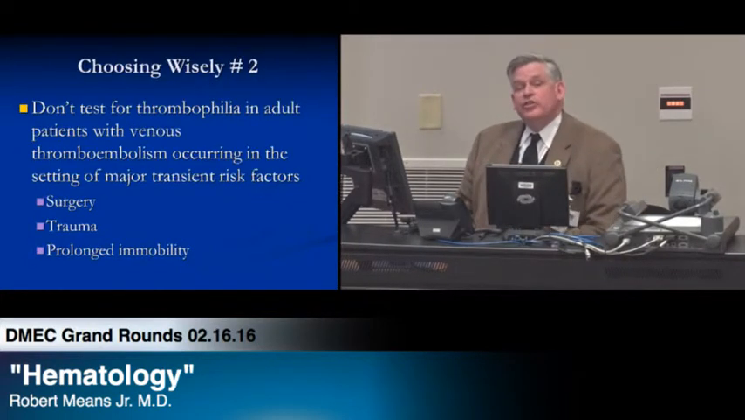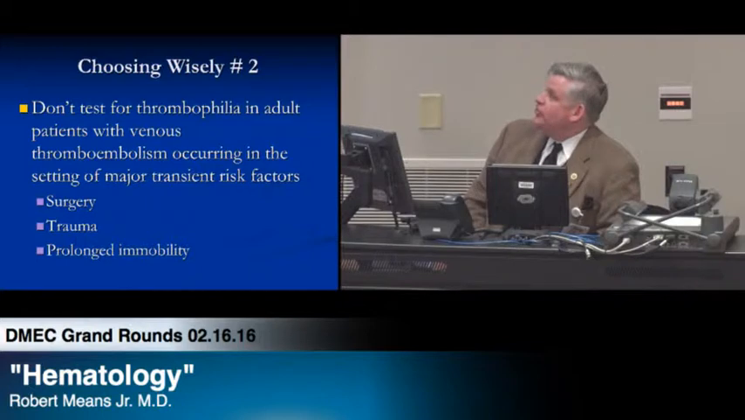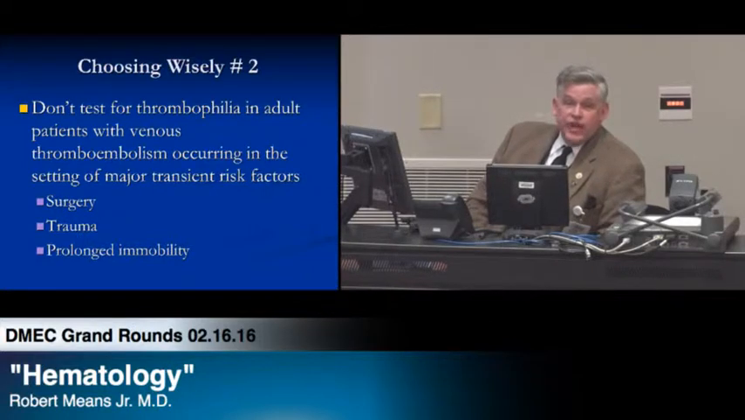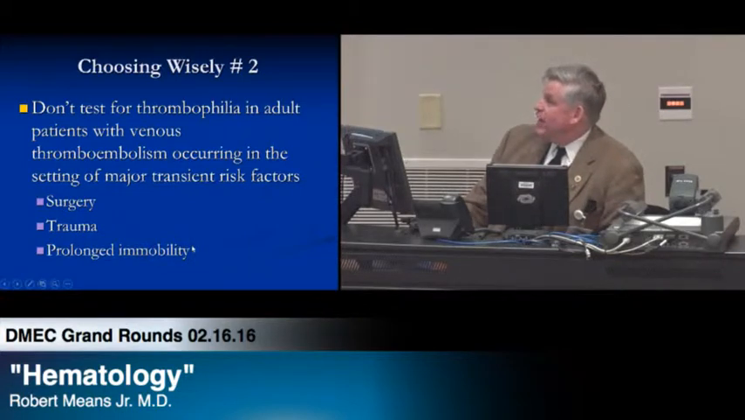So, Choosing Wisely number 2, which I referred to earlier. What it states is don't test for thrombophilia in adult patients with venous thromboembolism occurring in the setting of major transient risk factors. Now, the important point to remember here is that the major transient risk factors referred to are specific: surgery, the post-op state, trauma, and prolonged immobility. There are other transient risk factors where thrombophilia testing can be appropriate, and we'll talk about those in a minute.